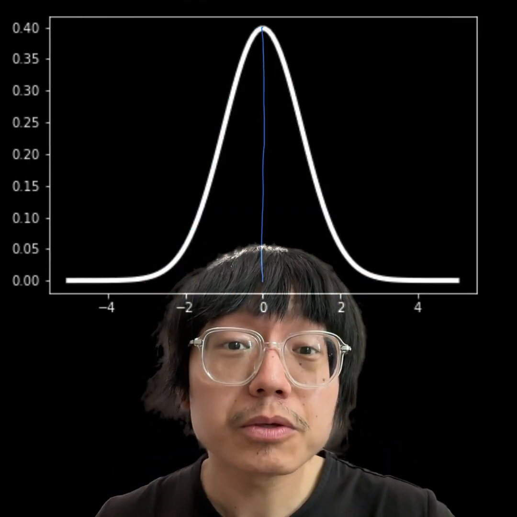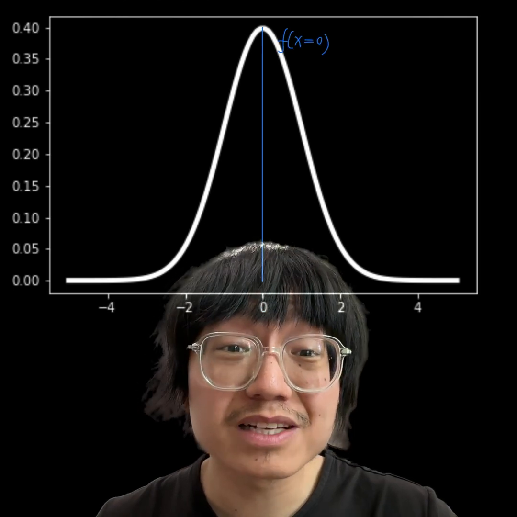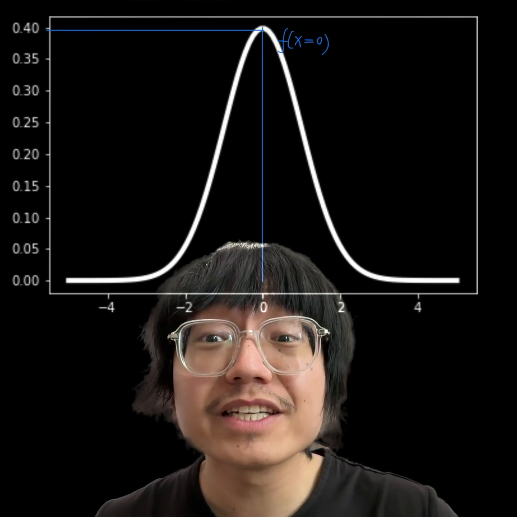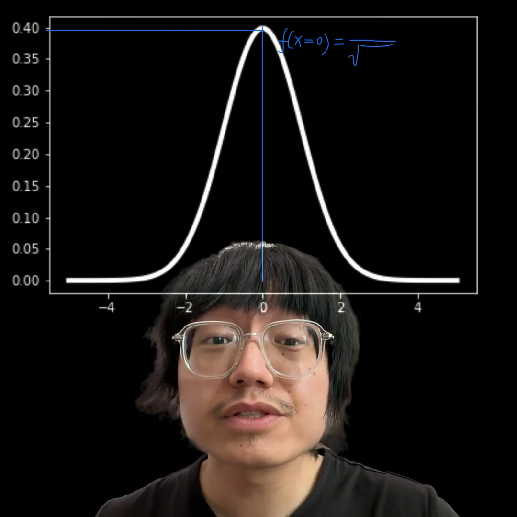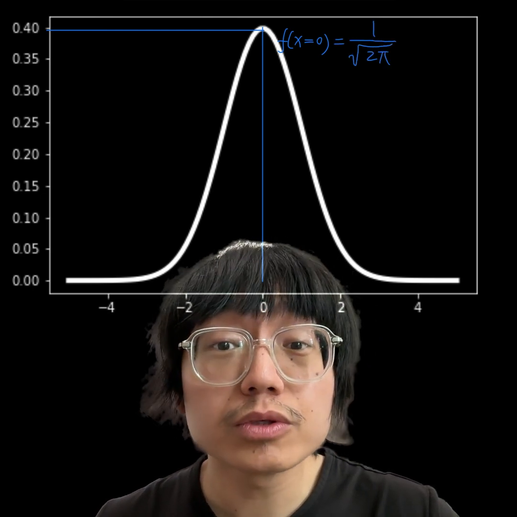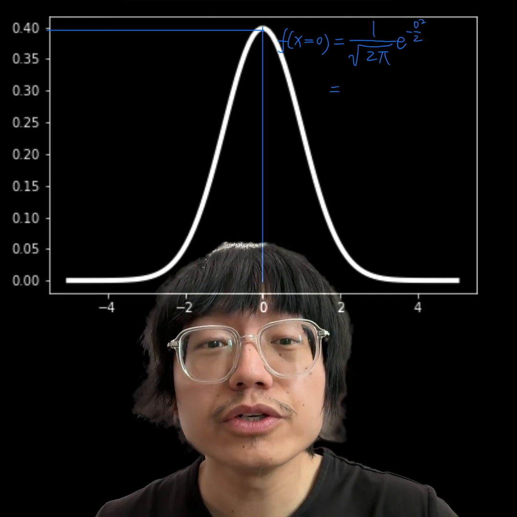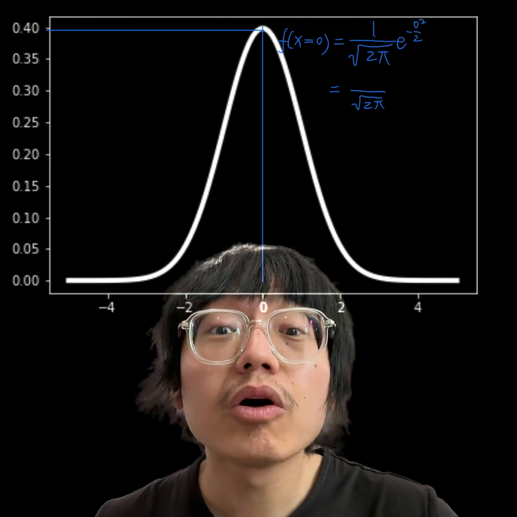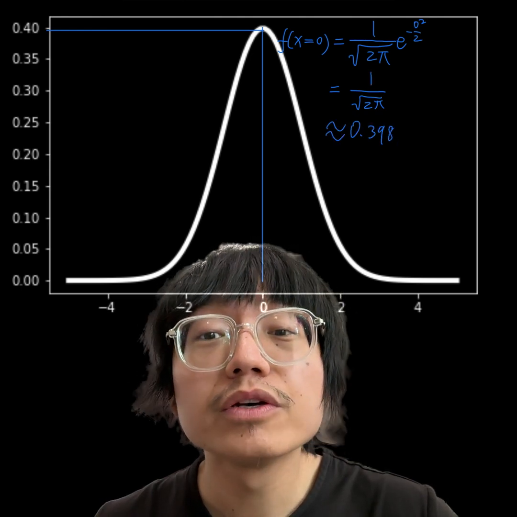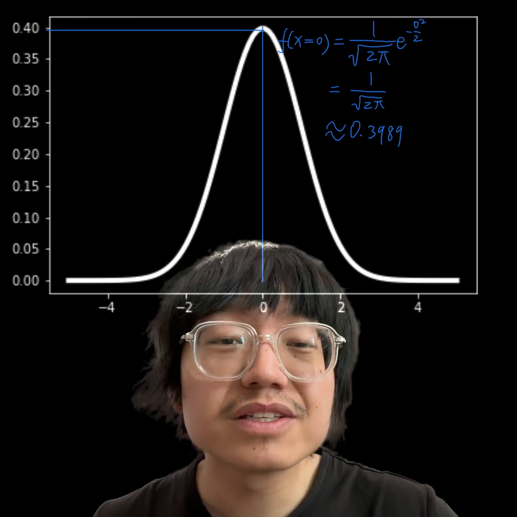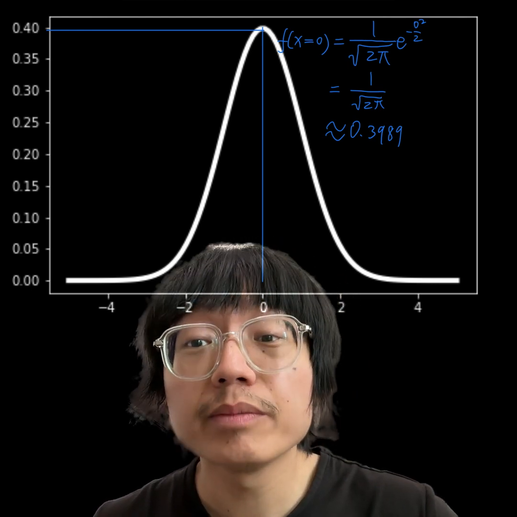Let's look at some examples of calculating the probability density function for different values of x to see how the probability density changes. First, f of 0 equals 1 over the square root of 2 pi times e to the negative 0 squared over 2, which equals 1 over the square root of 2 pi, which is approximately 0.3989. This is the peak of this distribution, since x is equal to the mean mu.